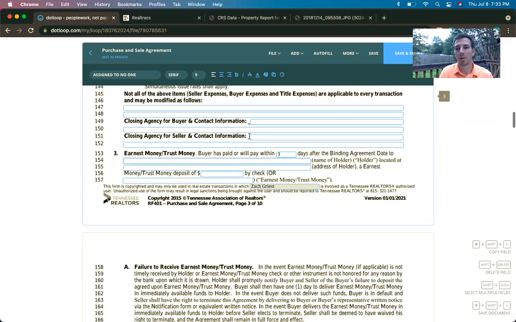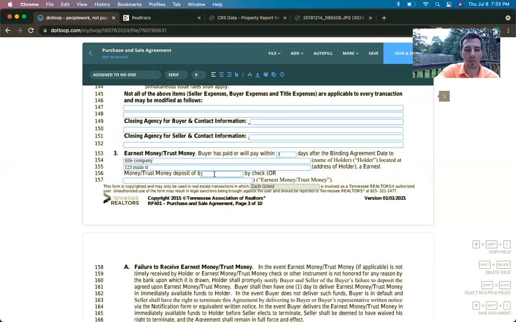Name of the holder. So this would be the title company from above that is going to hold the earnest money for you. Our company, Zach Taylor Real Estate, we do not hold earnest money. So make sure you put the title company here. And if it's the buyer, it'll be the buyer's title company that's going to hold the earnest money. So put that there, then put the address, make sure to fill that in.